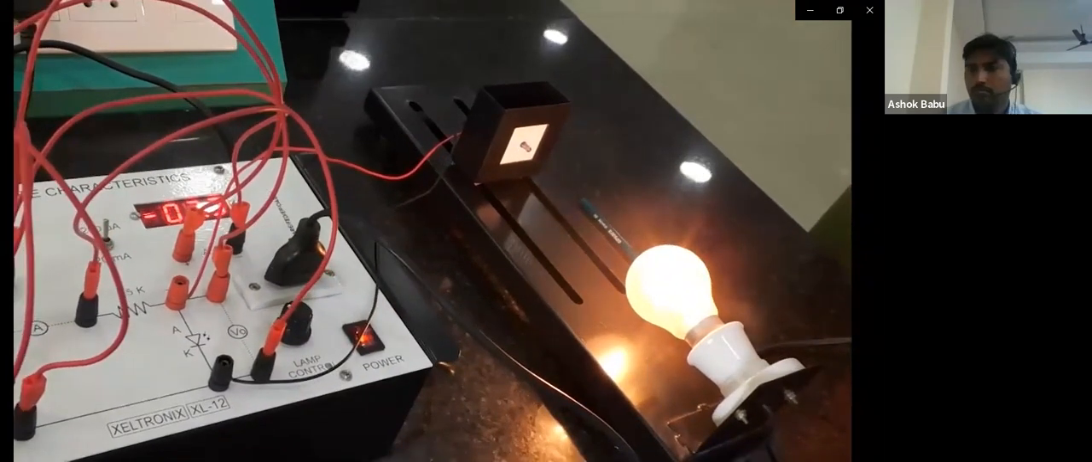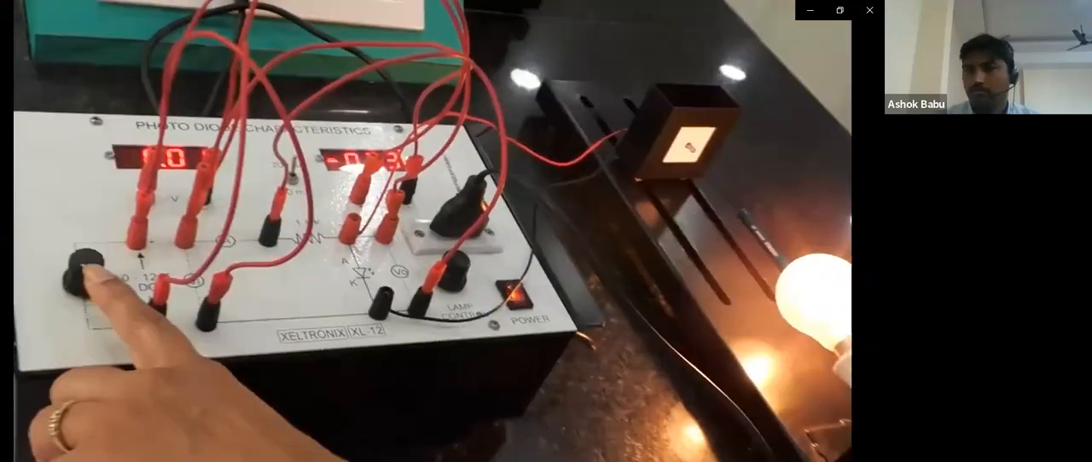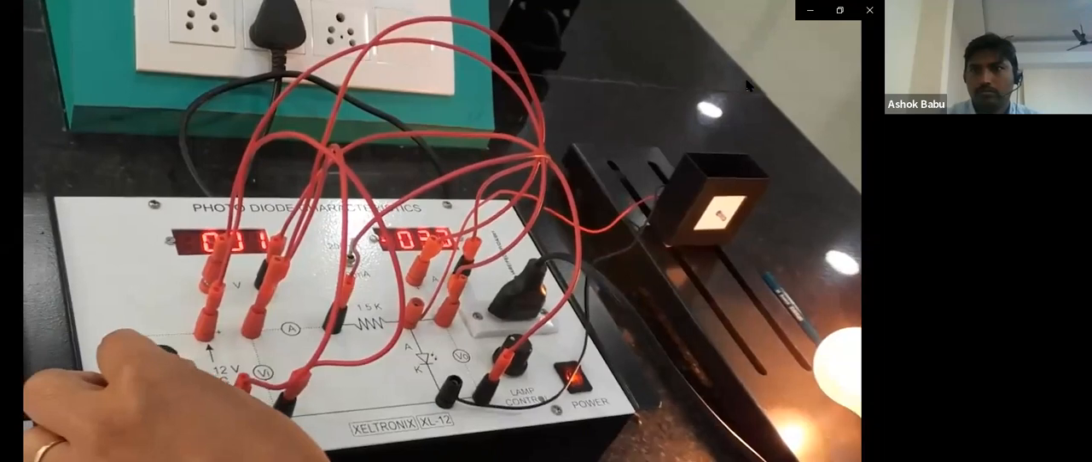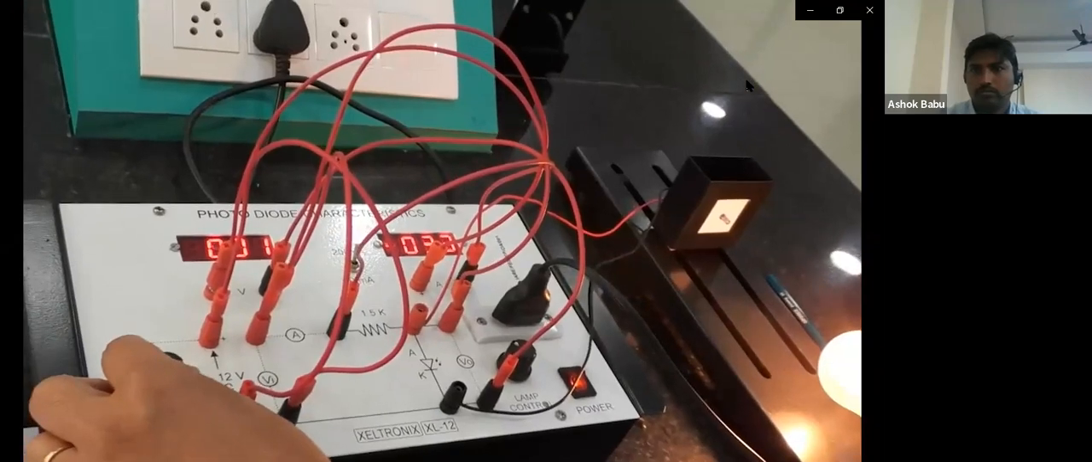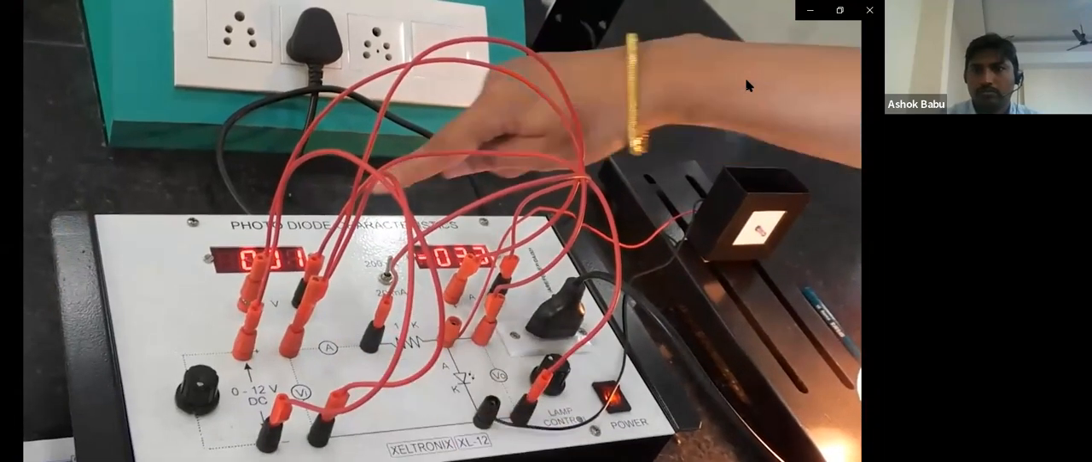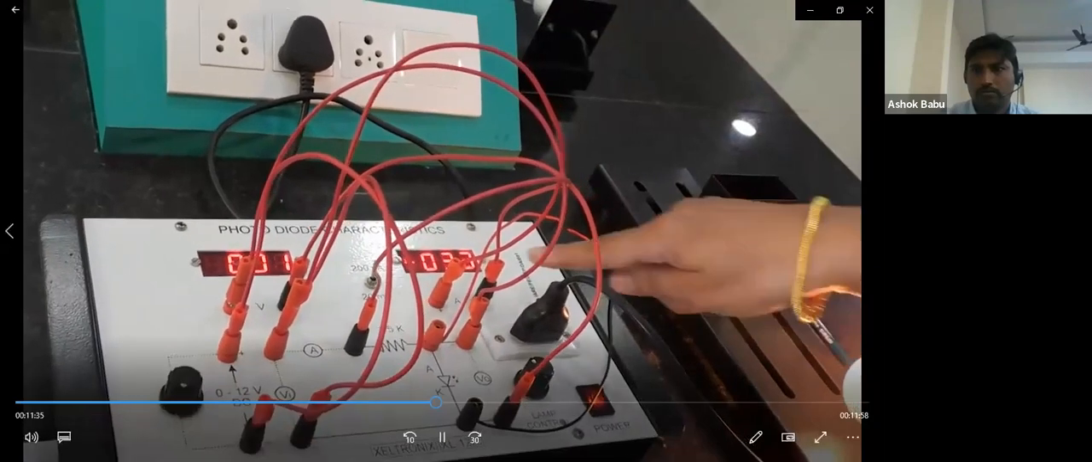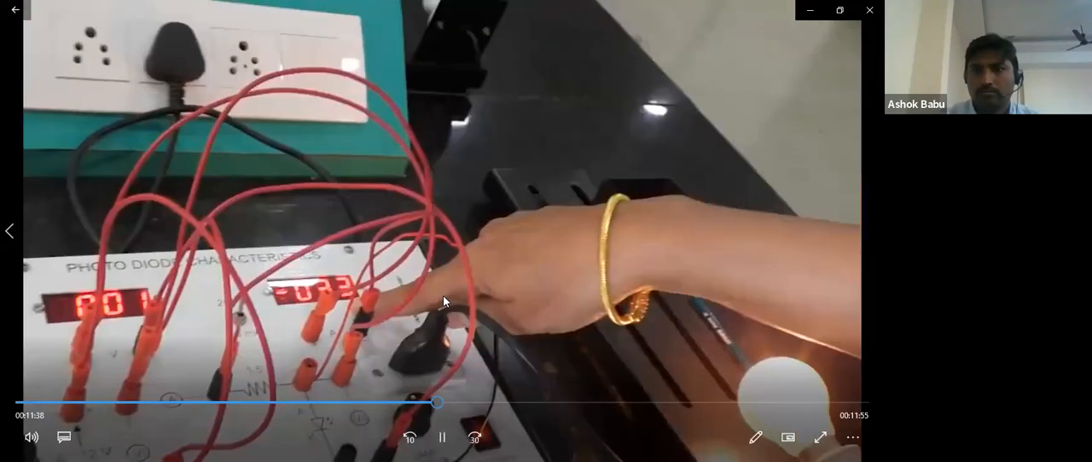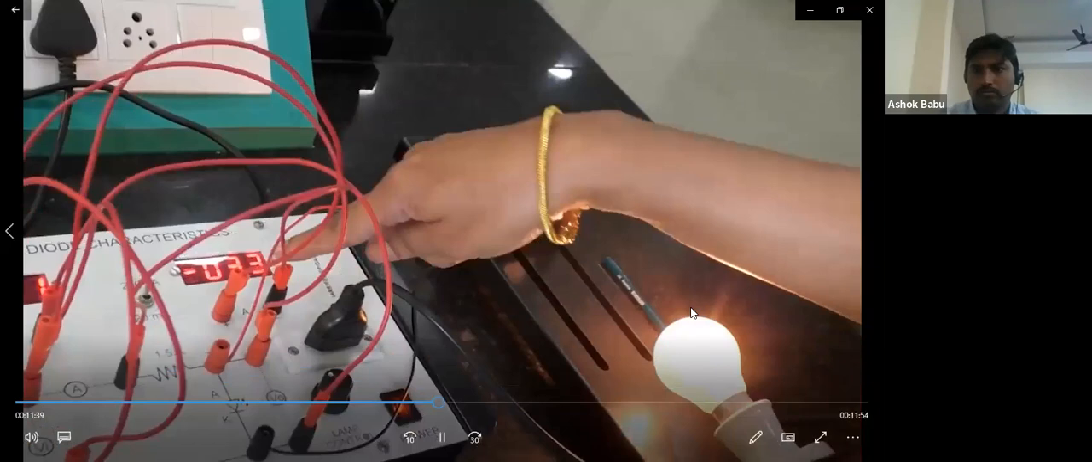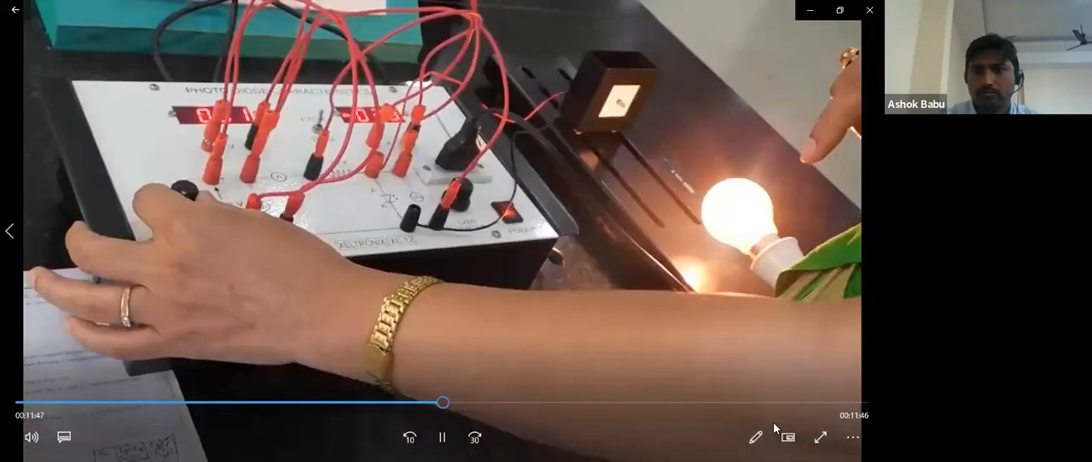So for a fixed intensity of light, what we are going to do is vary the voltage and note down the current. Using the potentiometer, we can vary the voltage. So let us note down the reading. The initial reading, at 0.01 volt, we have a current of 3.3 microampere. As I told you, it is in micro. Now let us vary the voltage in steps.